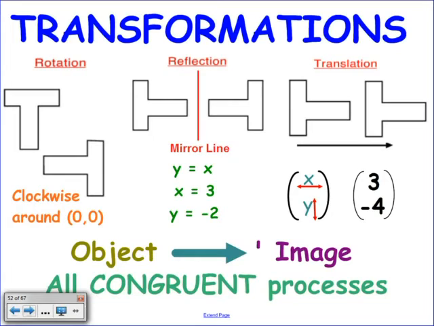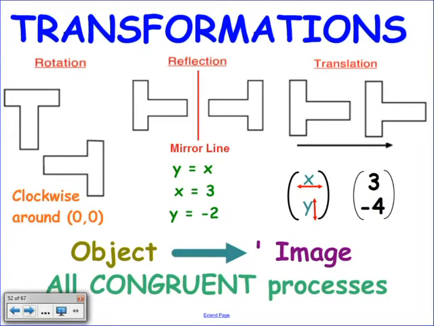If they ask you for a vector specifically, a vector shows left-right movement and up-down movement. So if it's right, it's positive. If it's left, it's negative. If it's up, it's positive. If it's down, it's negative. So 3 minus 4 means 3 to the right and 4 down.